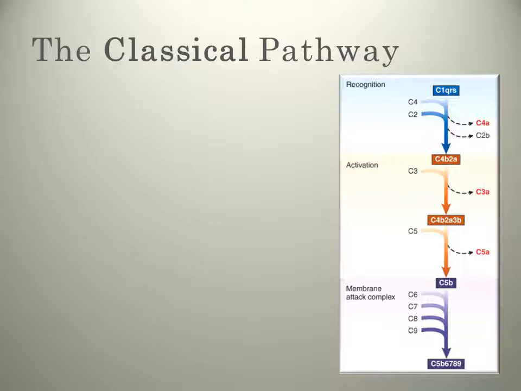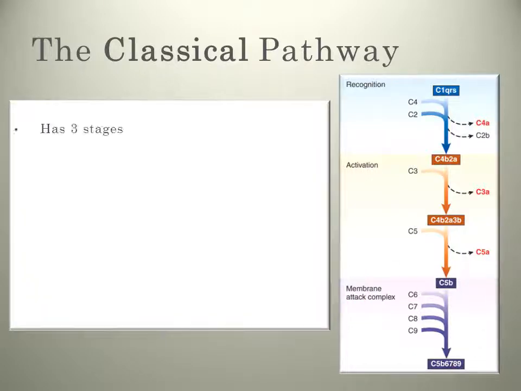Of the three pathways, the classical pathway is most important when we are fighting an organism that we have previously been exposed to and previously been stimulated to make antibodies to. This is because the classical pathway requires antibodies bound to the cell surface in order to be initiated. Classical pathway divided into three segments: the recognition, activation, and then the formation of the membrane attack complex.